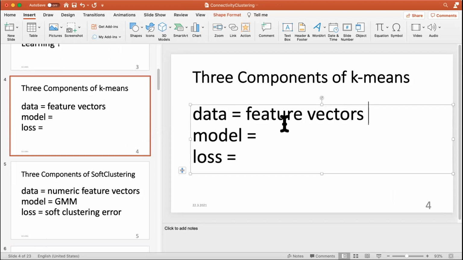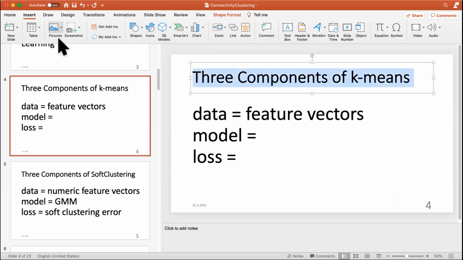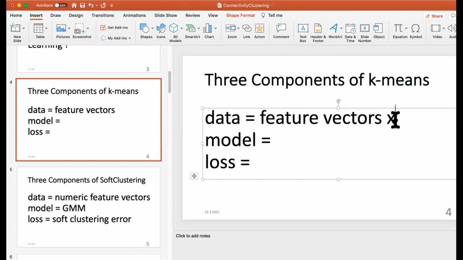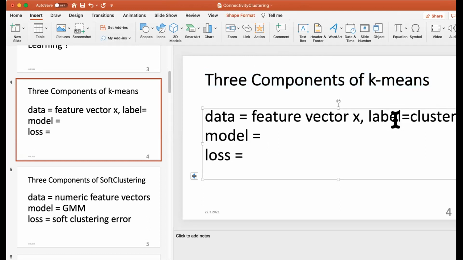What is the model in K-means? What kind of model did we use? The model is always a set of functions that map features to some label. What was the meaning of the label of a data point in K-means clustering or in clustering problems in general? What is the label value representing of a data point in a clustering application? The cluster index. So we have a feature vector, but we also have a label, which is the cluster assignment.